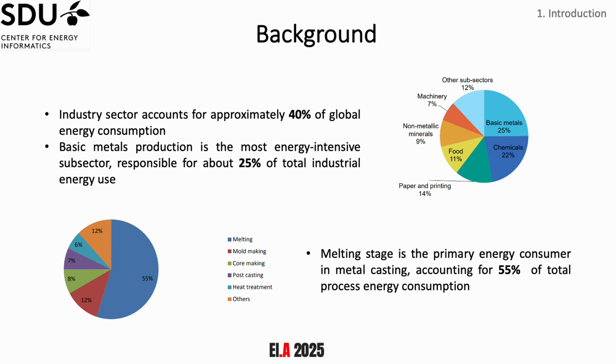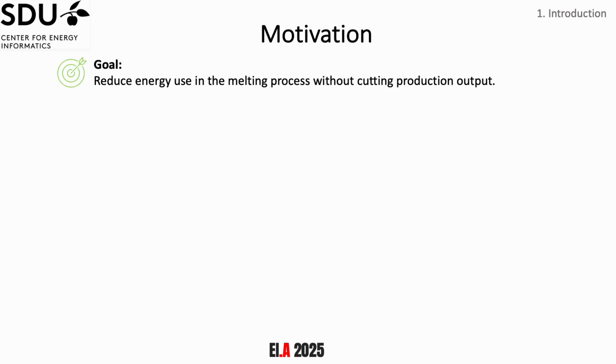The industry sector is responsible for about 40% of global energy consumption, and within industry, basic metals production accounts for about 25% of the total industrial energy use, which is the most energy-intensive subsector. If we look specifically at metal casting, the melting stage is a primary energy user, accounting for 55% of total process energy. So the melting process is really an energy-intensive activity.